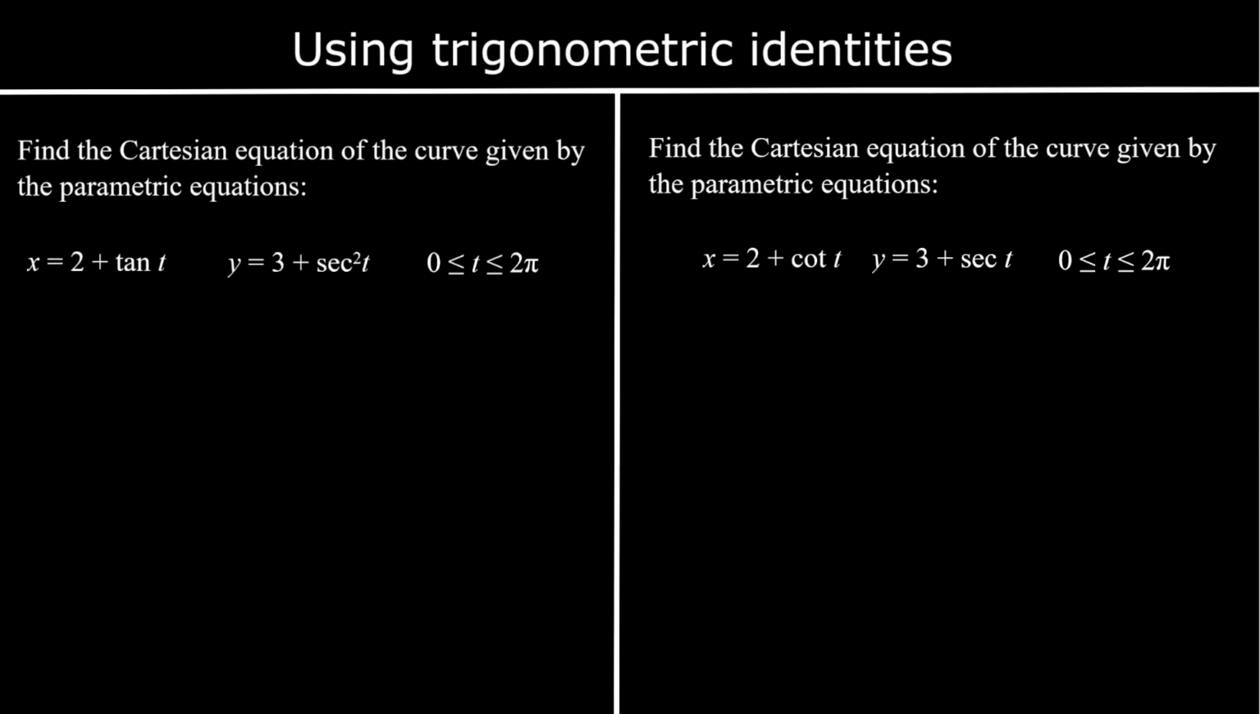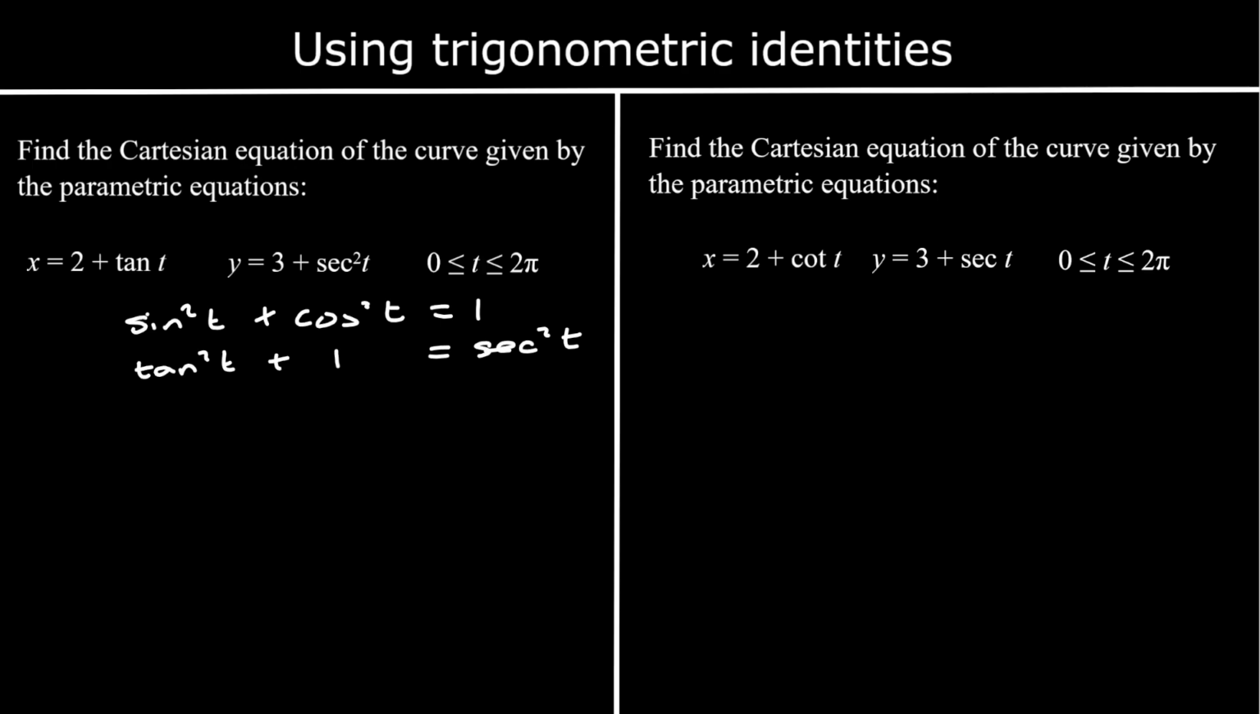Find the Cartesian equations of the curve given by the parametric equations. So this time we've got x equals 2 plus tan t and y equals 3 plus sec squared t. So there is an identity connecting tan and sec. So I'll start with sine squared t plus cos squared t equals 1. Then if we divide through by cos squared t, we'll get tan squared t plus 1 equals sec squared t.